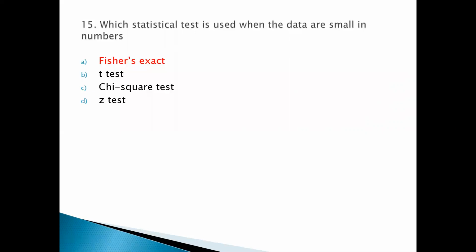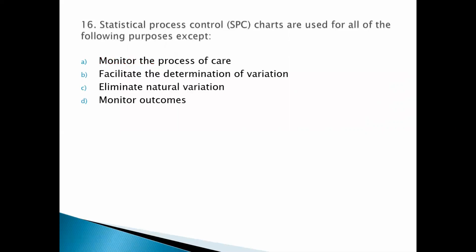Both the chi-square test and the Fisher's exact test are tests used on discrete data. The Fisher's exact test is used when the data set is smaller in numbers, and the chi-square test can be used on medium to large sample sizes. 16, statistical process control charts are used for all of the following purposes except: A, to monitor the process of care, B, facilitate the determination of variation, C, eliminate natural variation, and D, monitor outcome.